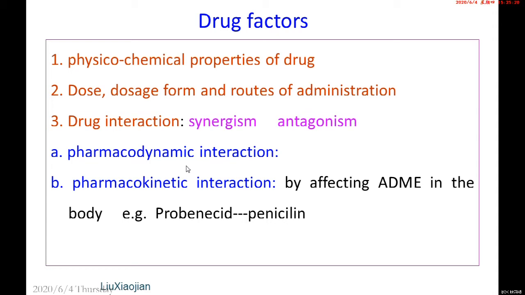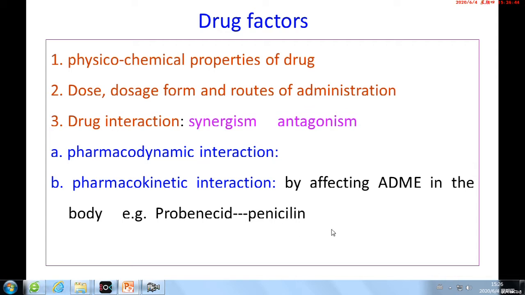So maybe this patient requires several different antibacterials, antibiotics, used in combination. Maybe they have different antibiotic spectrum. The different antibiotic drugs also have different antibiotic mechanism. So sometimes it is necessary. So they maybe have synergism.